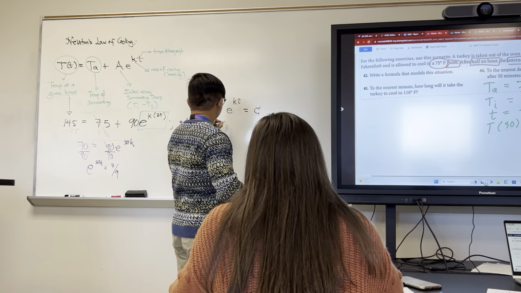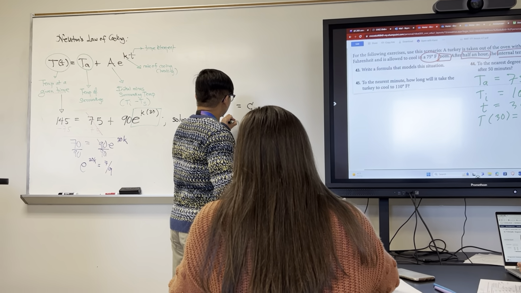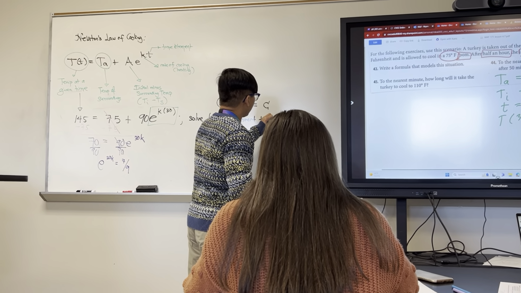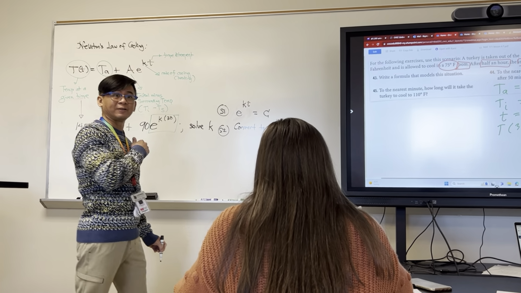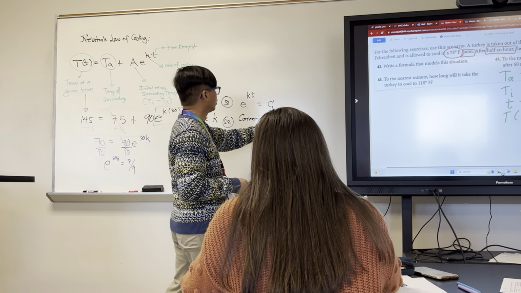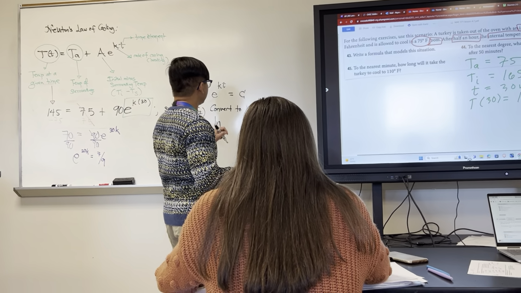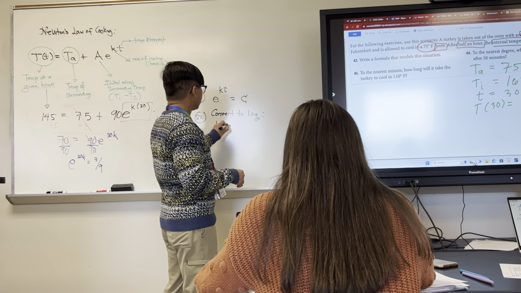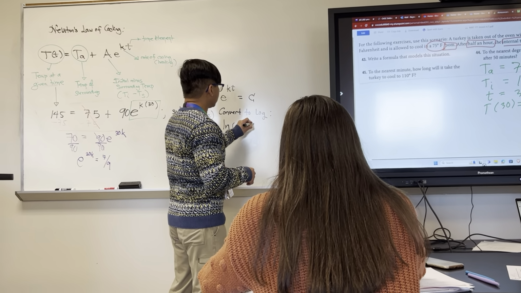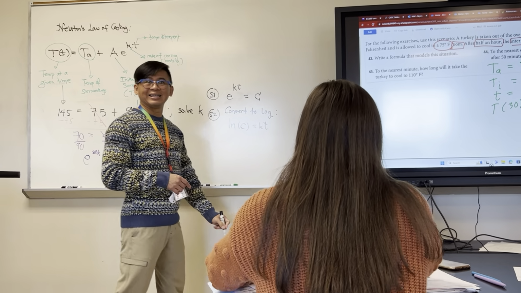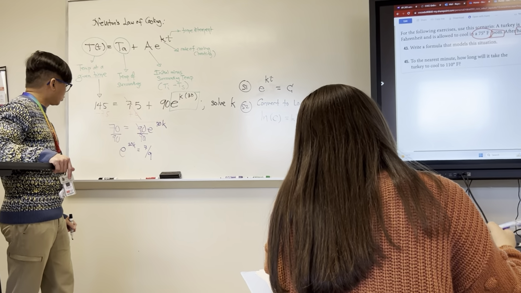Take the natural log, right? Convert to log. So in short, how do you convert this to log? ln of what? C is equal to what? KT. Get it? Okay, so do that one in here.